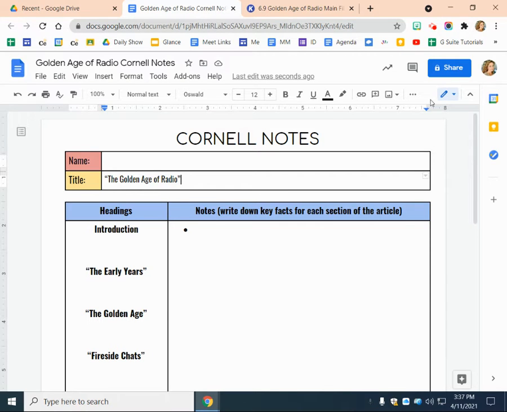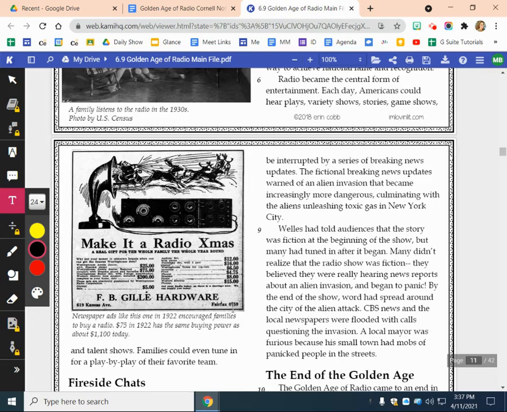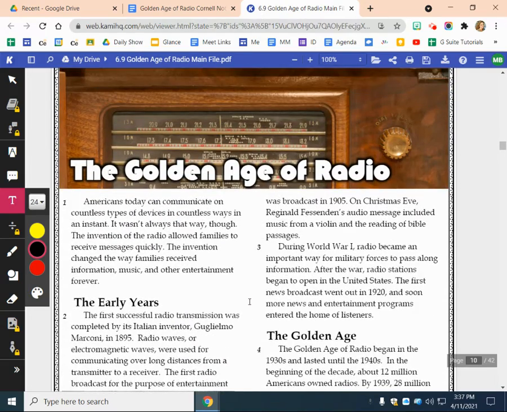I'm going to go ahead and open up my copy of the article. And you should have a paper copy of the article on your desk, so if you can't see it clearly on the screen, you can certainly follow along on paper. All right, the golden age of radio.